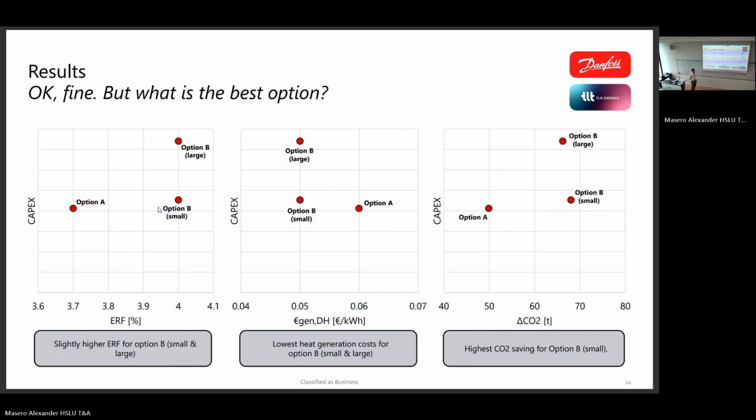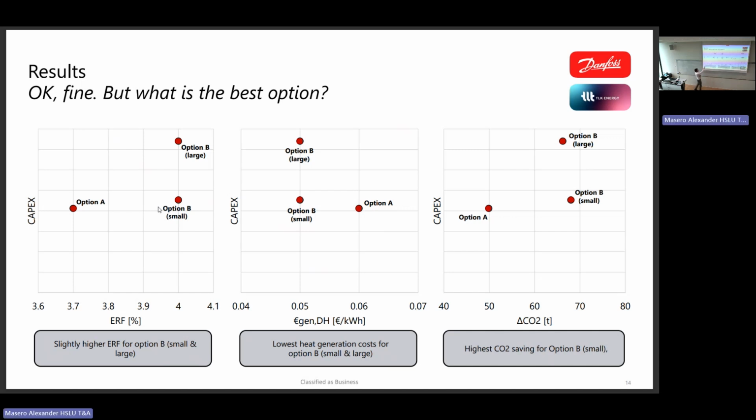You see it's relatively, I'm not allowed to tell prices, that's why. But what we can say is option B large, which is our situation where we have 2 compressors in the heat pump, is significantly more expensive than the one where we only have 1 compressor in the heat pump, right? Compressors drive the price. Options A and B small are more or less equally expensive, so the investment costs are similar.